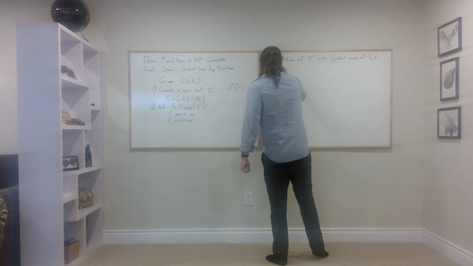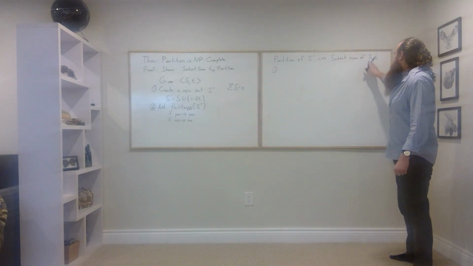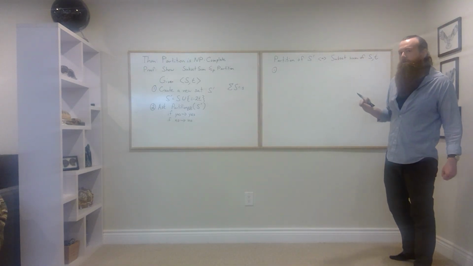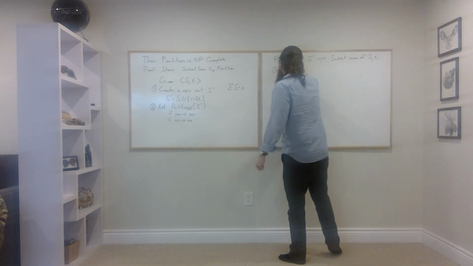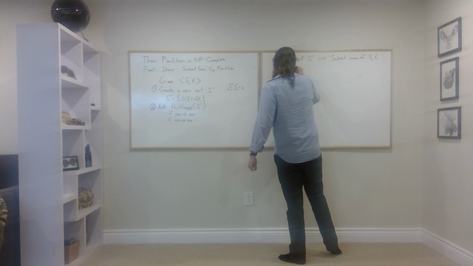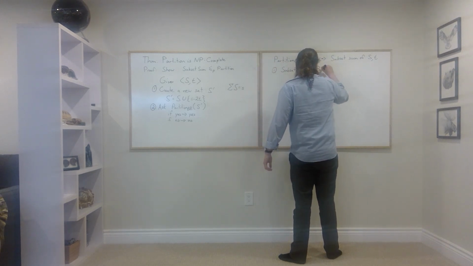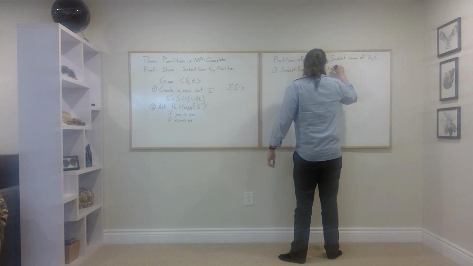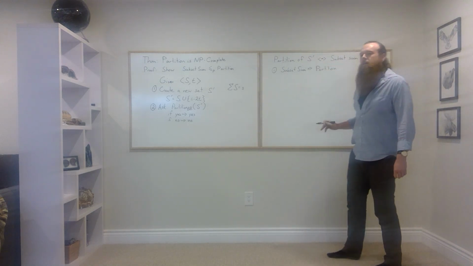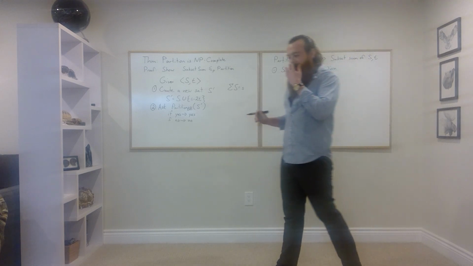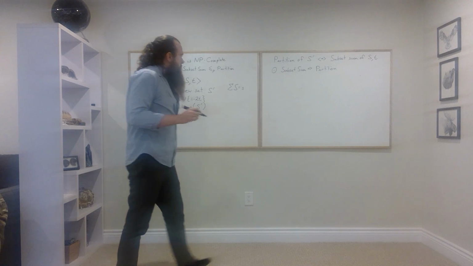First, I'm going to try to show that if there's a subset sum of S and t, then there is a partition of S prime. Okay, so subset sum implies partition. And when I say subset sum, I mean subset sum of S, t, and partition of S prime. Okay, let's consider the set S.